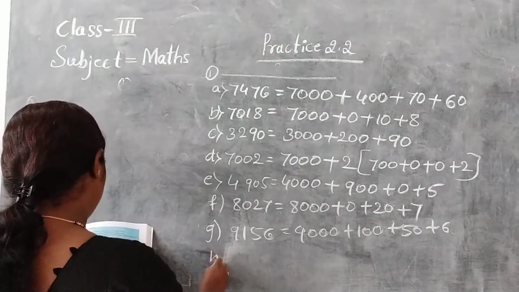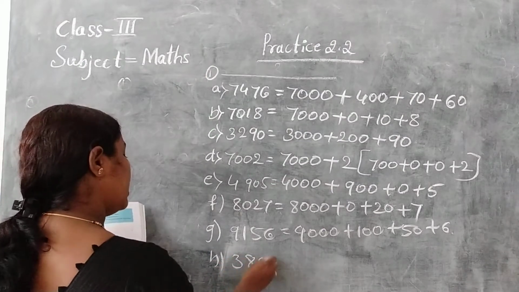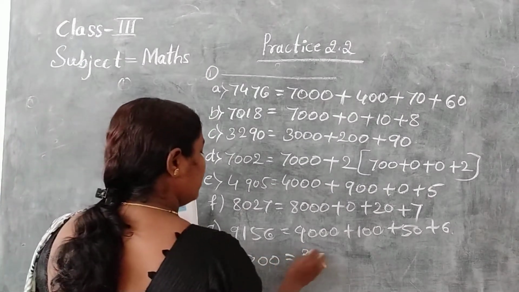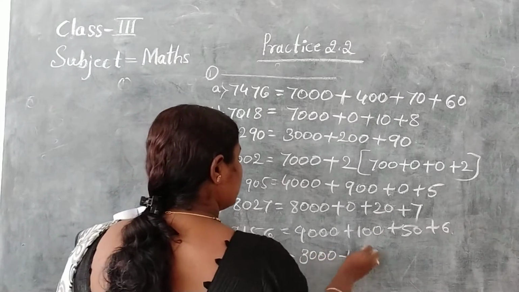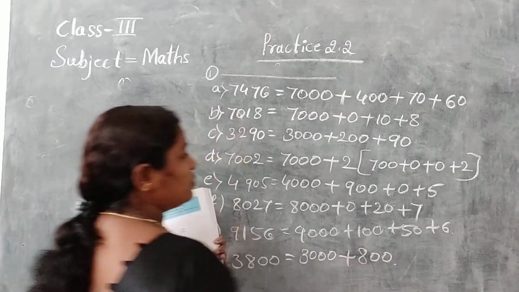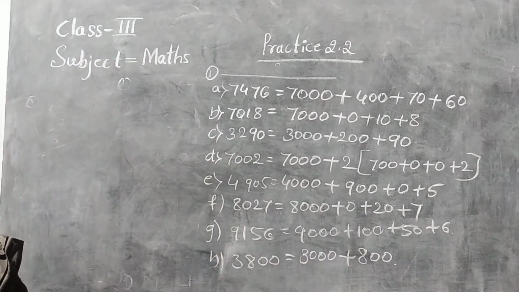Next, H. 3,800. 3,000 plus 800. This much is enough. These are all the expanded forms of these.